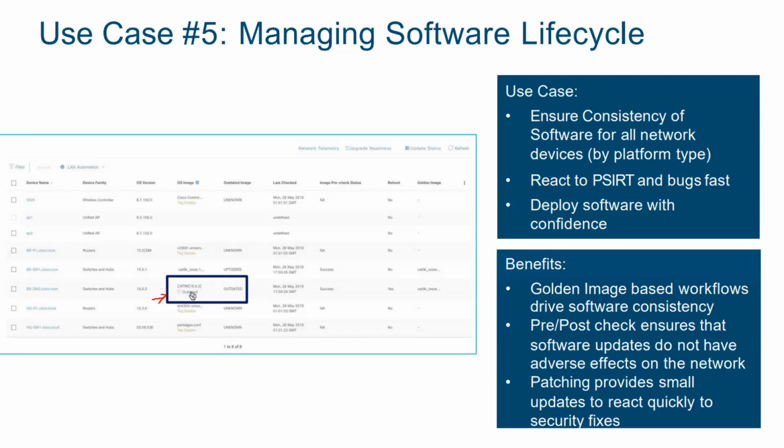Now, DNA is capable of doing not just updates, it can do patching. So if there is certain patching or SMUs available for this image, it doesn't need to upgrade the whole image and reload the router or the switch and cause an outage. It can do hot patch, hot installation of these hot patches, all automated without any outage.